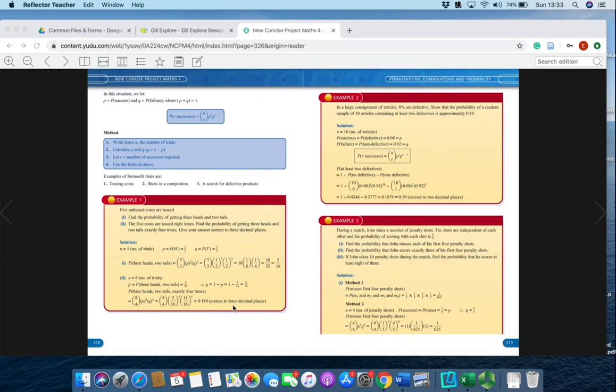So I hope that makes sense. It does take a bit of practice to get into this. I'm going to have a look at example 3 next.